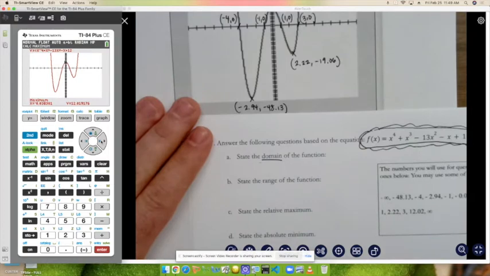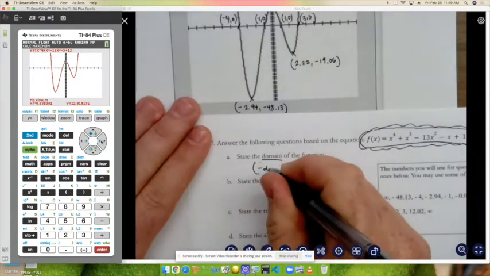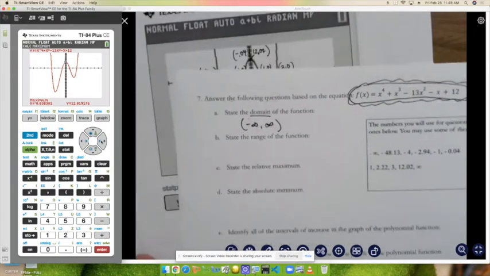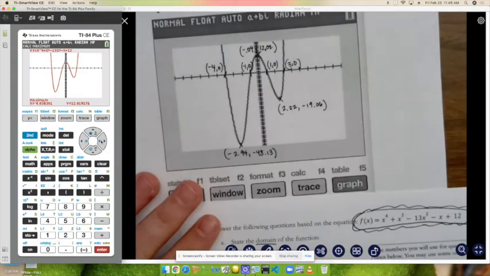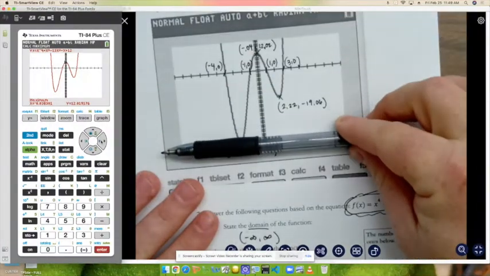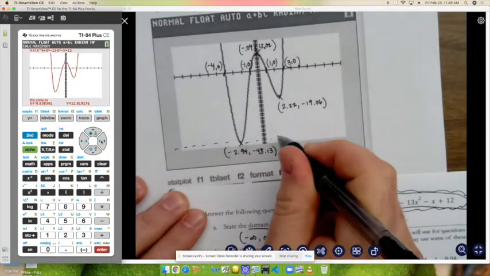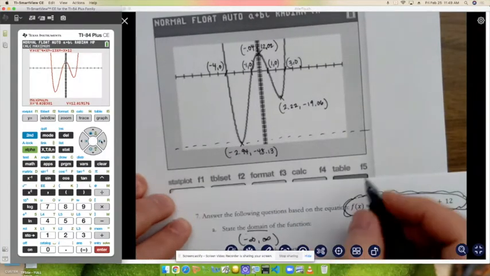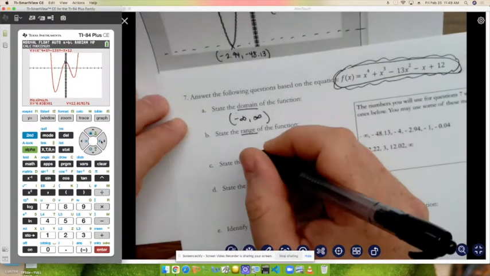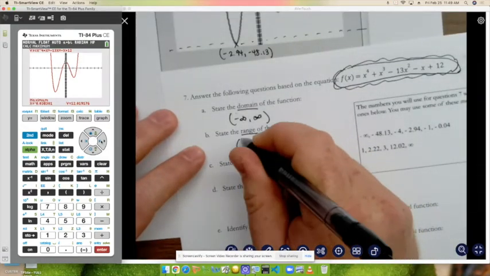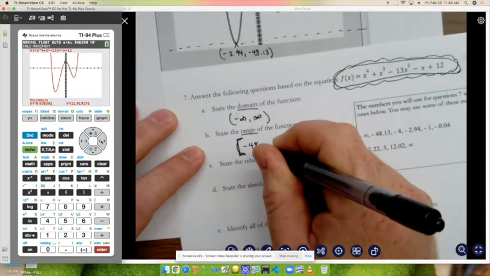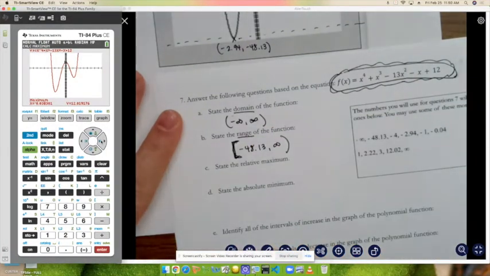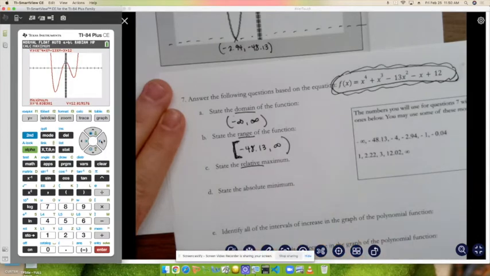All right, so domain. Domain for polynomials is easy. It's all real numbers. It's everything from negative infinity to positive infinity. Done. All right, what about the range? When I'm looking at this graph, you might notice that this graph doesn't go any lower than that y value. What is that y value? Well, it's negative 48.13. So I'm going to write my range as bracket negative 48.13, comma, infinity. So it's everything from negative 48.13 and up.